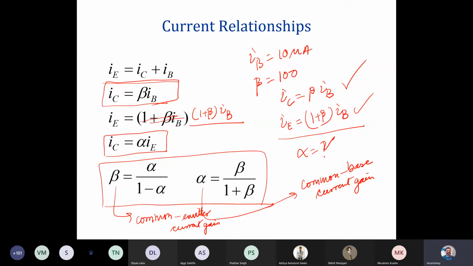So this is the relation between these two. We can find it out: beta is equal to alpha over 1 minus alpha, and this alpha is always less than 1. So it is always between 0.9 and 1, and this beta, for standard transistors, is between 50 and 300. For high power applications it can go up to higher values. But basically, the standard BJTs that we use for amplification purposes are between 50 and 300.